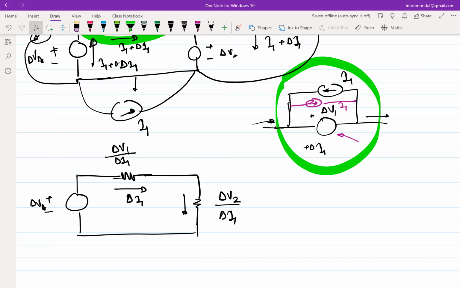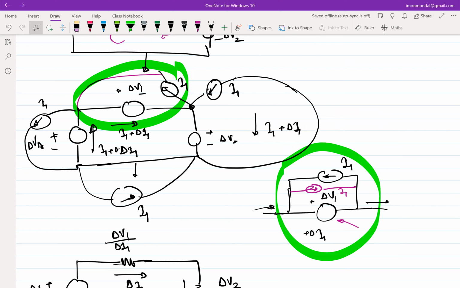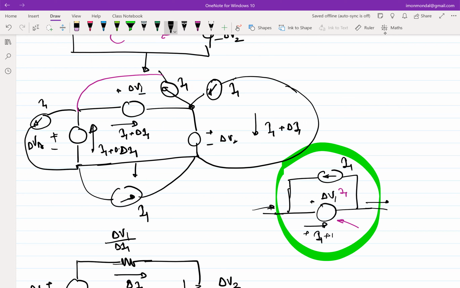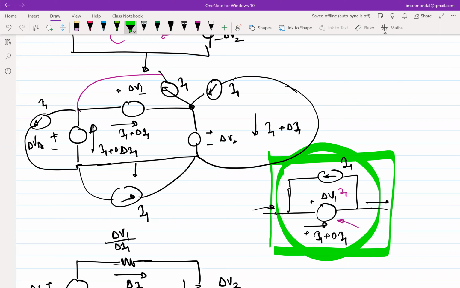Are you comfortable with this idea? You're okay with this I1 plus delta I1? So now you treat this stuff as a black box. That black box got replaced here.